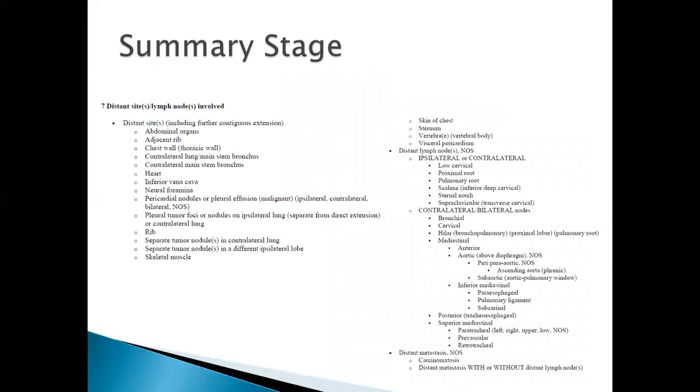Summary stage 7 includes distant lymph nodes, which some of them are listed here, but not all of them. Any contralateral regional lymph nodes are considered summary stage 7. This includes hilar and mediastinal lymph nodes. Separate tumor nodules in the same lung but different lobe is considered summary stage 7. Separate tumors in the contralateral or other lung not involved by the primary tumor is also considered summary stage 7.